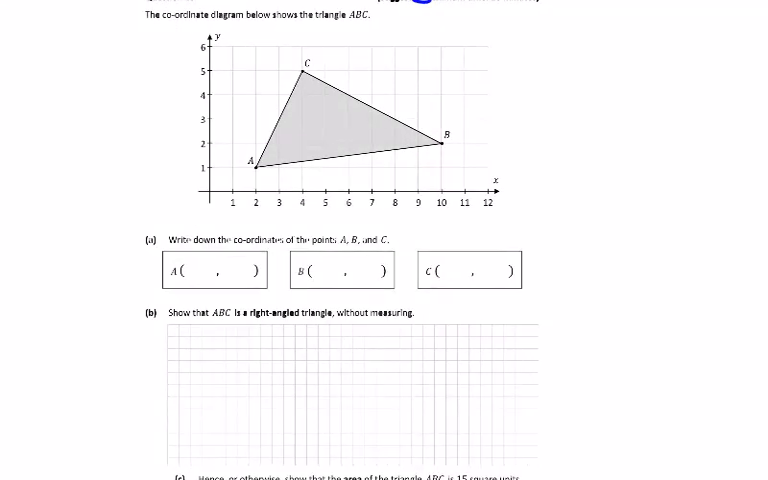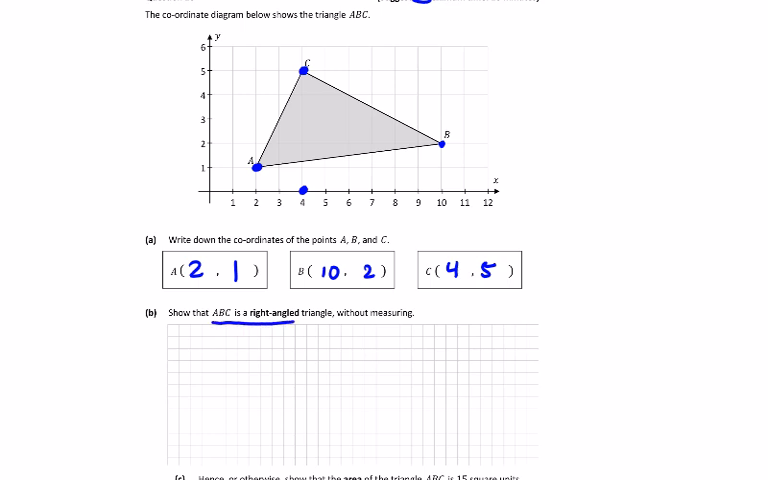Question 10 shows this coordinate diagram with the triangle ABC, and we're asked to write down the points. So just take your time. A is out 2, up 1. B is out 10, up 2. And C is out 4, up 5. Double check all your answers. It's easy to make a mistake at this.